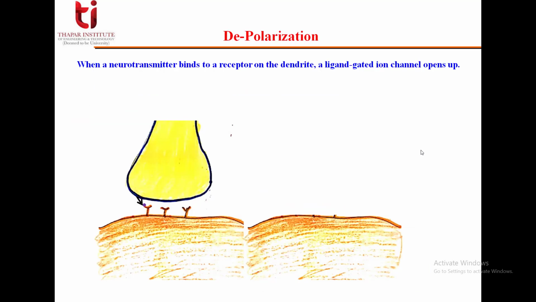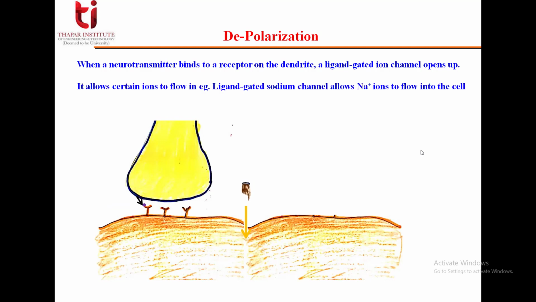It can also be seen in this way. When a neurotransmitter binds to a receptor on the dendrite, a ligand-gated ion channel, because now some signal has reached as input, opens up. It allows certain ions to flow in. For example, a ligand-gated sodium channel allows sodium ions to flow into the cell, and it makes the inside of the cell less negative because positive charge is flowing in, and it is known as depolarization.